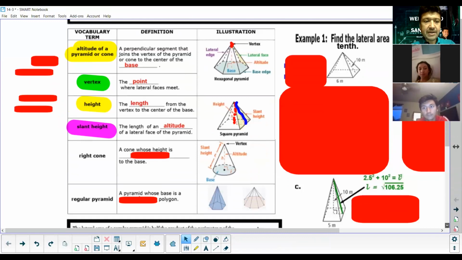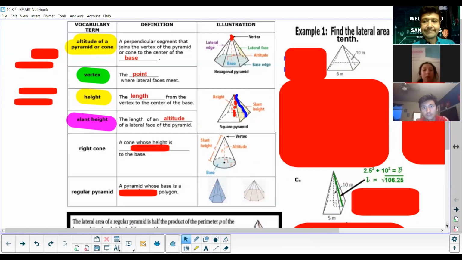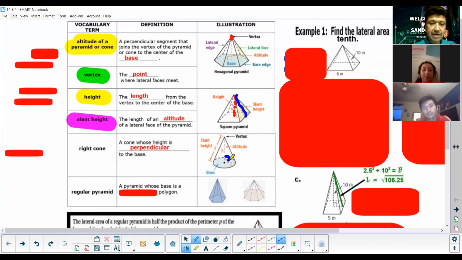All right, Celeste, go ahead and read the next definition. Right cone. A cone whose height is perpendicular to the base. So as long as you can find a 90-degree angle here, just like a right triangle, you're guaranteed a right cone. All right, Marcus, go ahead and read the next definition.